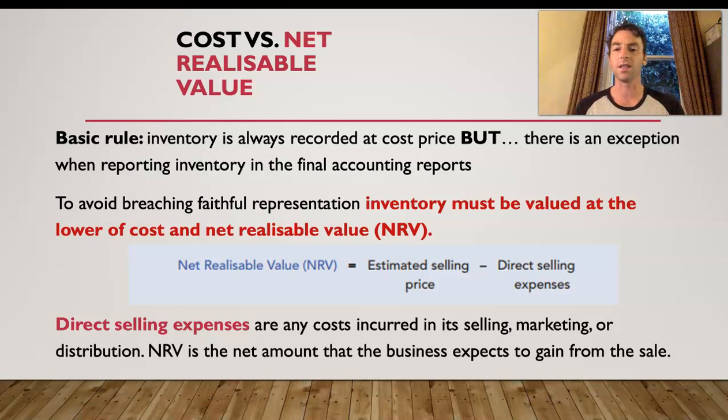If we look at this net realizable value and realize it is less than the cost price, then we have to record our inventory at that value. And that meets our faithful representation characteristic that says that we should faithfully represent what is happening in our business.